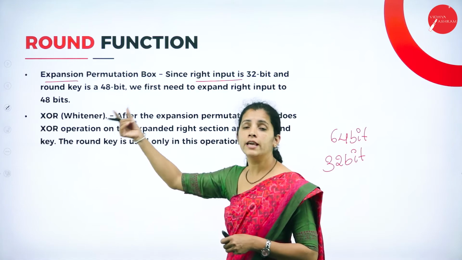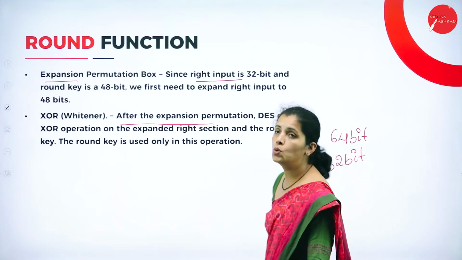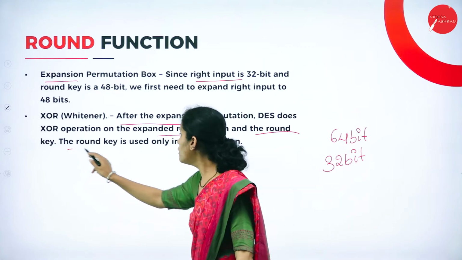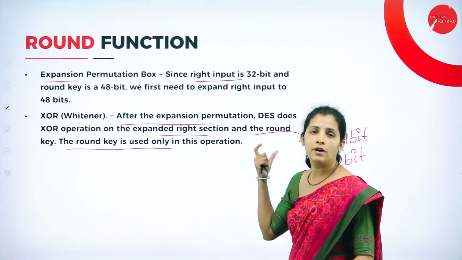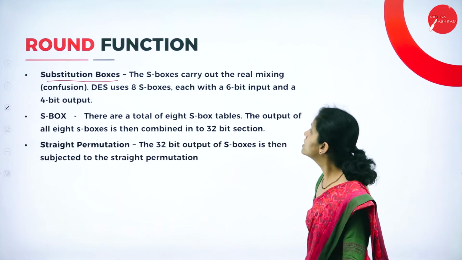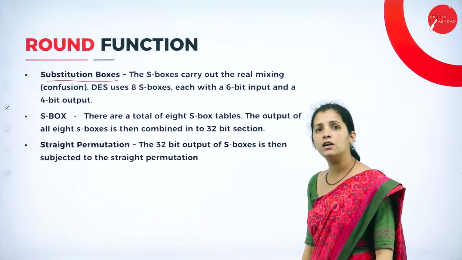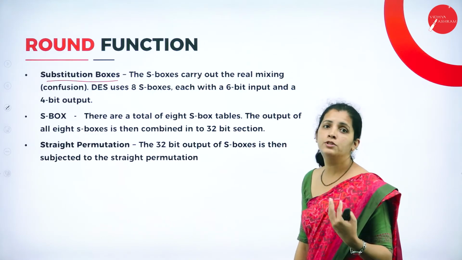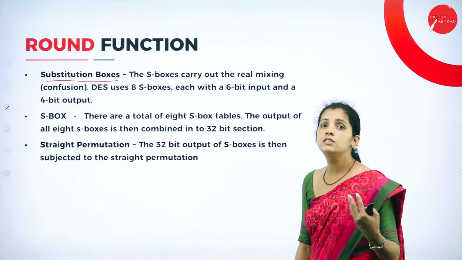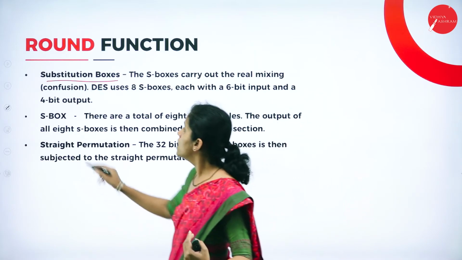Now I am going to have the XOR operation. After the expansion permutation, DES goes through the XOR operation and expands the right half. The round key is used only in this function. Now here, if I consider the substitution box, the S box carries out the real mixing. So what is mixing here? That is nothing but confusion, or it is called substitution. And if I perform transposition, then it is diffusion. But here I am going to perform substitution. For that reason, it is called confusion.